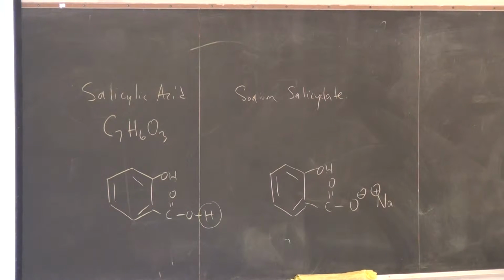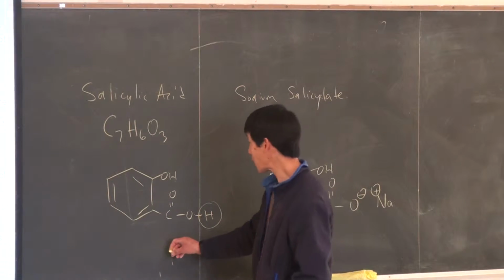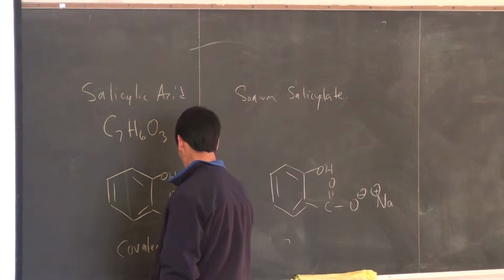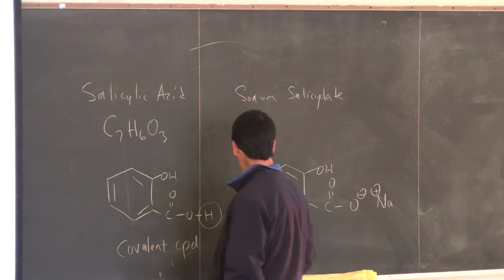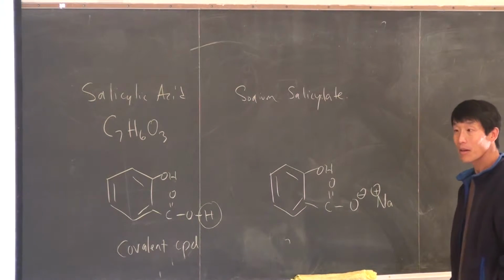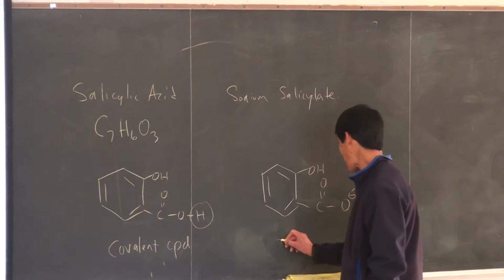What type of compound is salicylic acid? Is this an ionic compound? It is a covalent compound. What type of compound is sodium salicylate? Yeah, there's an ion, there's a metal in there, so this is an ionic compound.